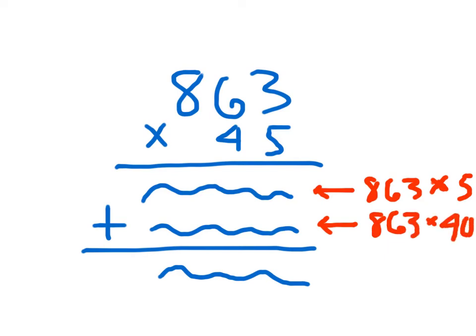Right, 40. And then we would always remember, because that 4 is worth 40, or 4 tens, we always remember to put that 0 there, and then we can just figure out the answer for 863 times 4. Finally, after we add them together, we get the answer for 863 times 45.